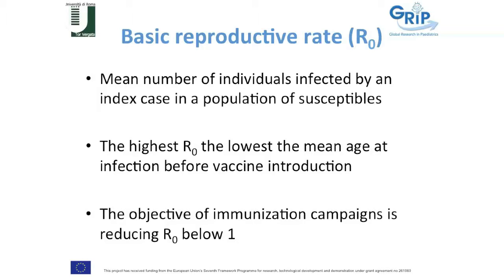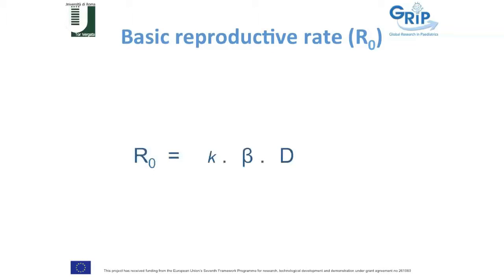In the real world, most vaccine-preventable diseases have very high R0 indexes. And what happens is not only that these infections are easily transmitted, but also that age at infection is affected, because the higher the R0, the lower the mean age at infection before a vaccine is introduced. So having understood what R0 is, and having in mind that this index explains the dynamics of a population with an infectious disease, possibly a vaccine-preventable disease, let's try to explain the factors that affect R0.